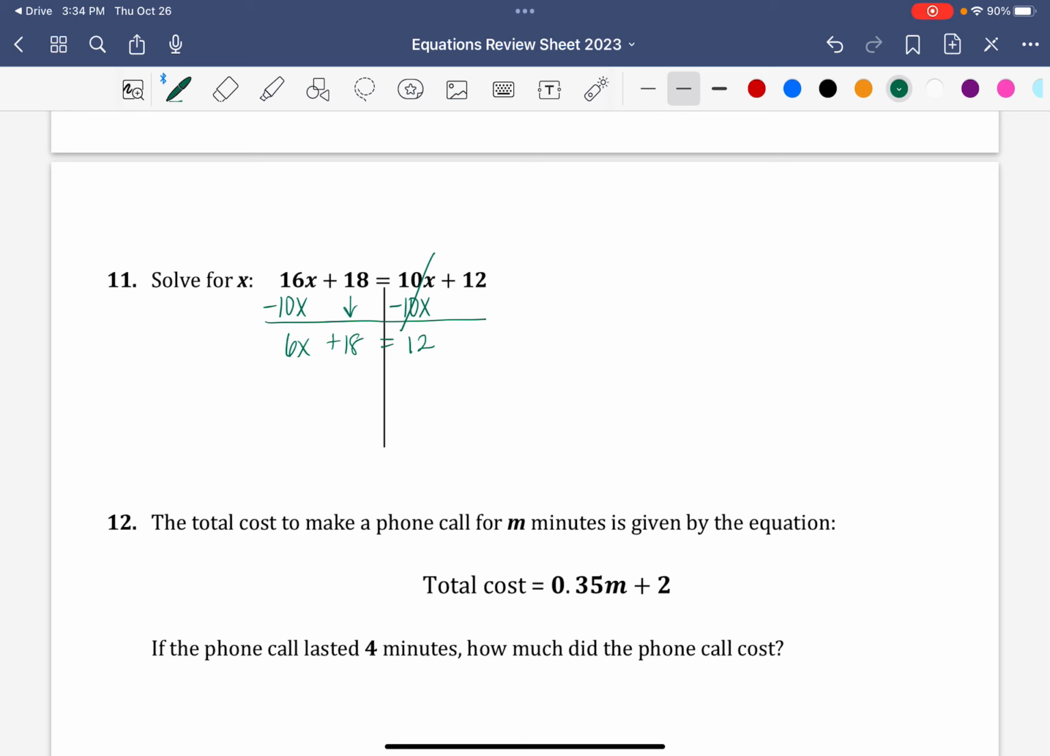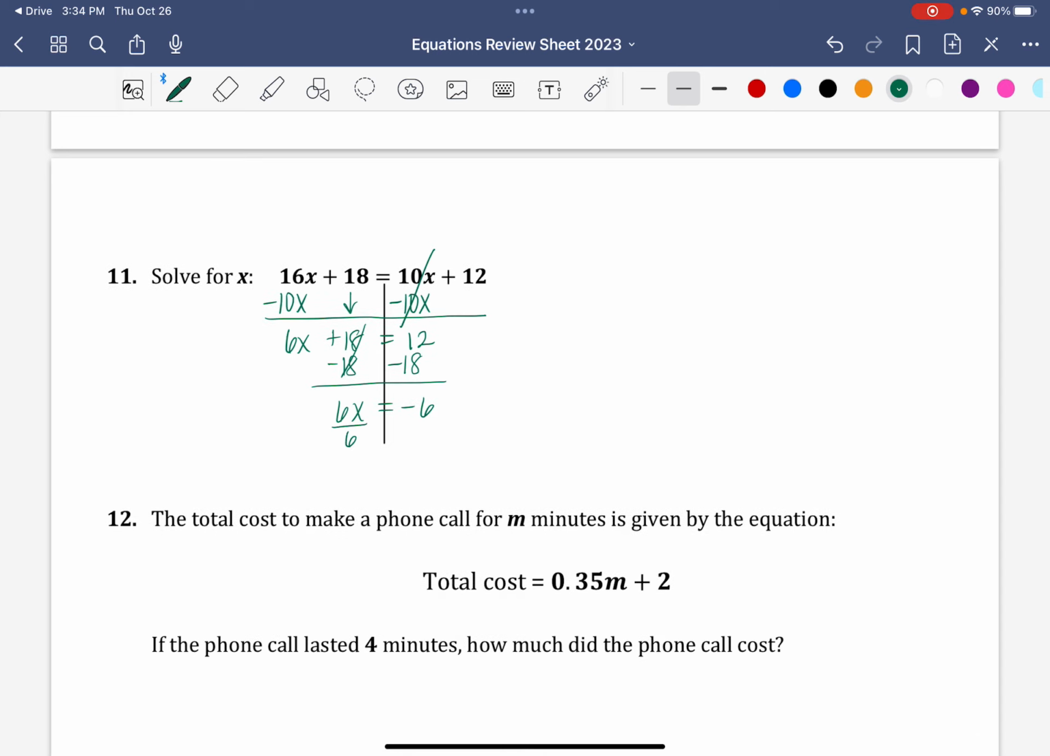Once I decided that x's were going on the left, it means the constants are going to the right. So now that plus 18 has to go over to the other side. So I'm going to subtract it over, and I get 6x equals negative 6. My last step, divide by whatever's in front of your x. So I'm going to divide both sides by 6, and I get x equals negative 1.